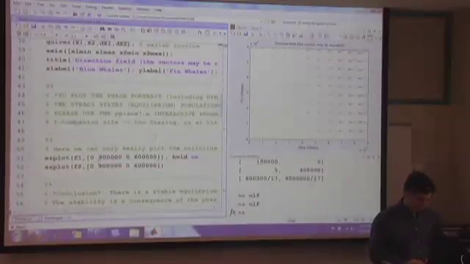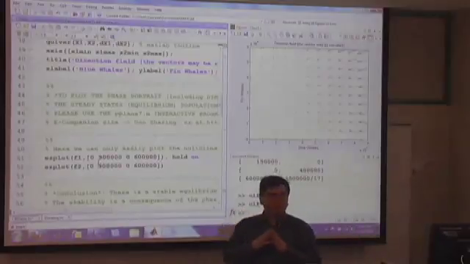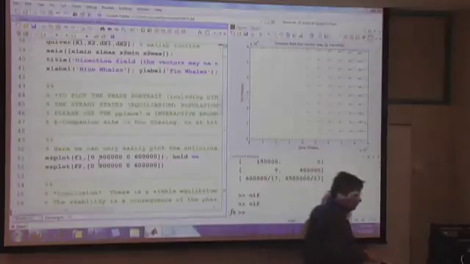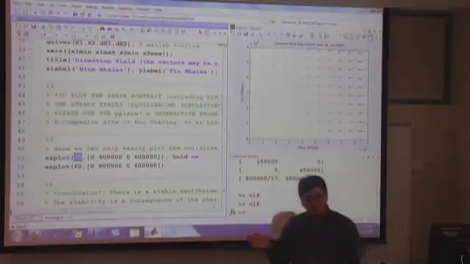Okay, and now the next thing to do is, as I said, to identify the steady states by drawing the null clines. For null clines, it's fairly easy. Just say solve f1 equal to 0 and plot it.